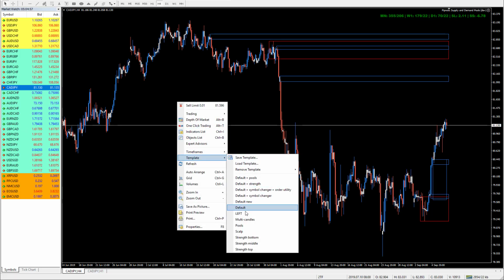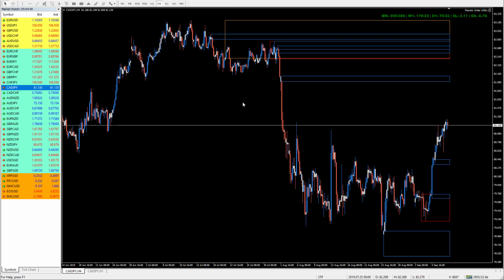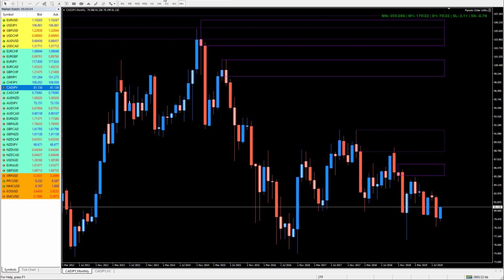Put the default on. All these templates, default, new, default, this. Okay, cool. So let's have a look here. Let's have a look what's going on here. What's going on? Let's mark off these swings. High, low, high, low, high, low, high, low. 1, 2, 3, 4, 5, 6, 7.